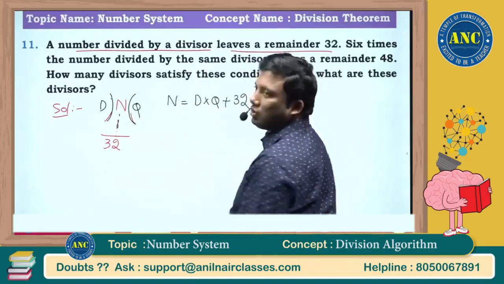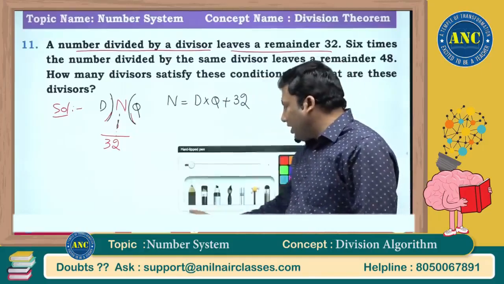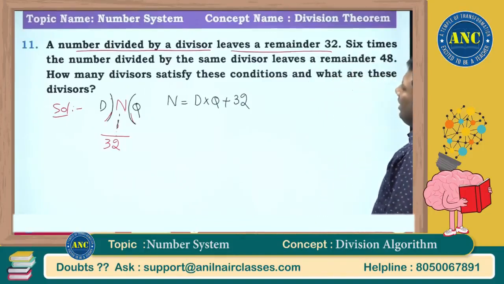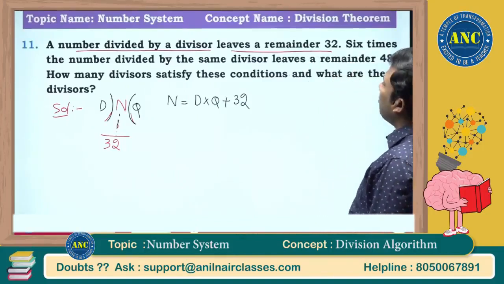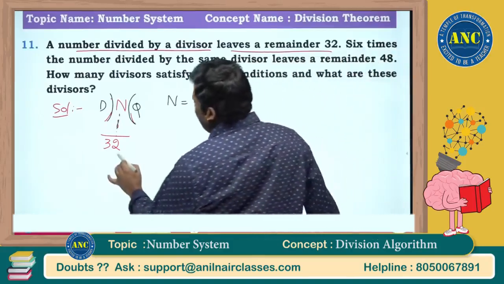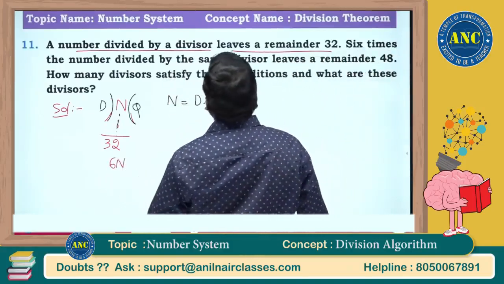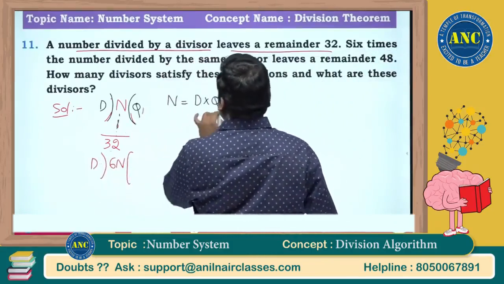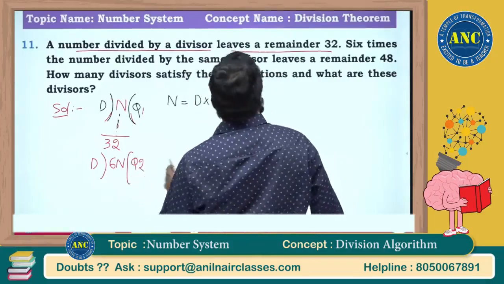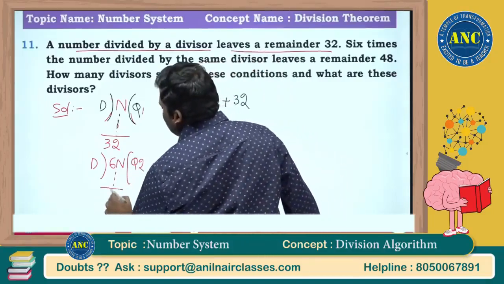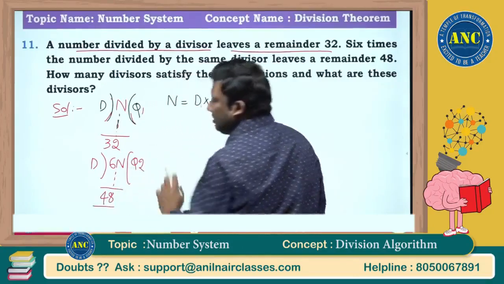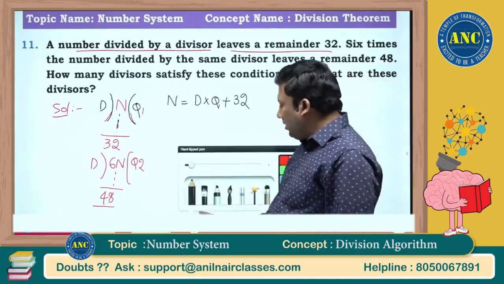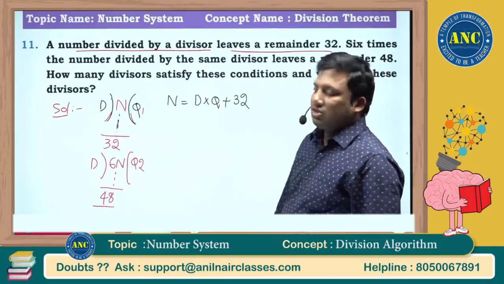First statement I understood. Convert the second statement into a mathematical expression. 6 times the number divided by the same divisor leaves a remainder 48. 6 times the number, 6n, divided by the same divisor d. The quotient can be different, let me call it q2. It leaves a remainder of 48. The number is multiplied by 6 and divided by the same divisor.